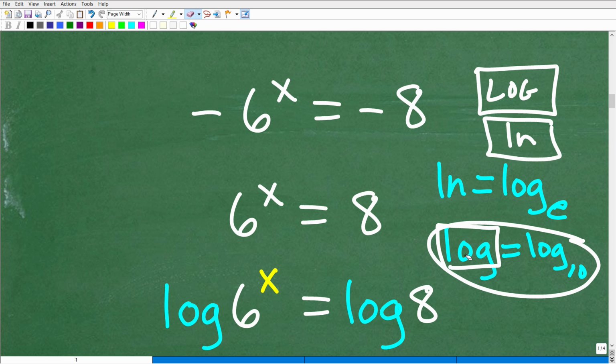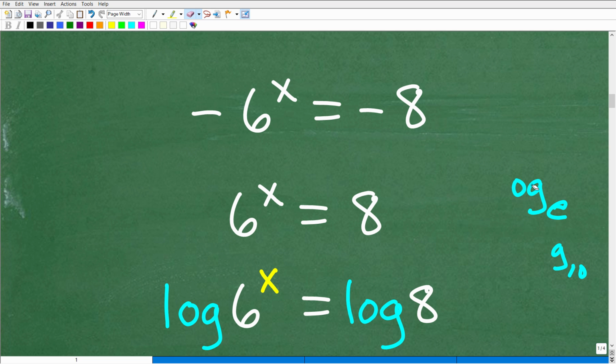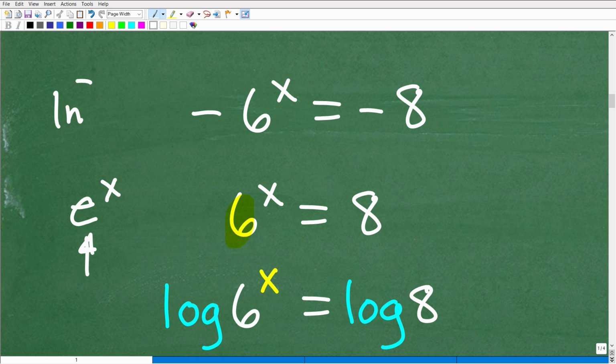Because you're just giving yourself more work. Unless your base here is an e, like e to the x. If you see e's, you're definitely thinking natural logarithm, right? So you've got the common base and base e. But anyways, I'm digressing. Let's go ahead and get back to the problem.